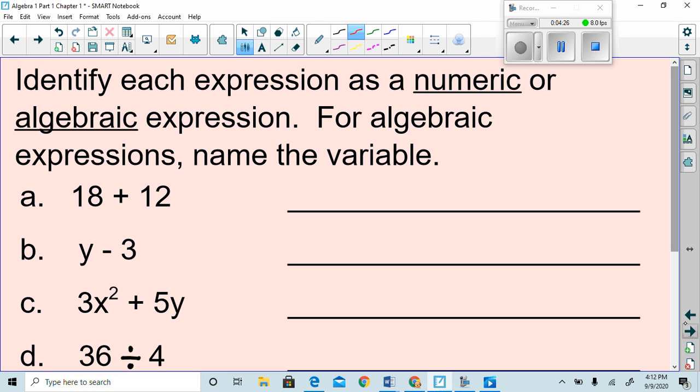Looking at these 4 problems, I'd like you to pause the video. I would like you to write each of the expressions A, B, C, and D into your notebook, and I'd like you to classify it as a numeric or algebraic expression, and if it's algebraic, then name the variable. Then check back with me to see how you did.